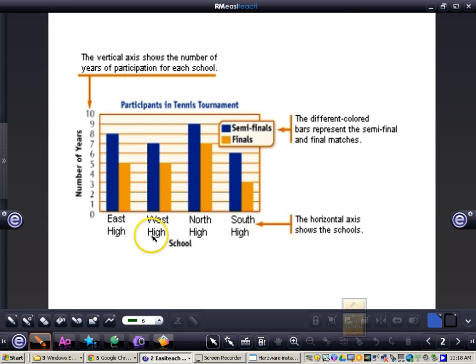Another part of a bar graph is the horizontal axis. You can see with this data, it shows the different schools that are represented. Then underneath this horizontal axis, we want to title that horizontal axis. It could be very obvious, but we have the title of school. And then we can also see there's a key that represents the different colors. So here the blue represents the semifinals, the orange represents the finals. So that's a couple different things that you really need to know about creating a bar graph and all the things that represent a bar graph or a double bar graph.